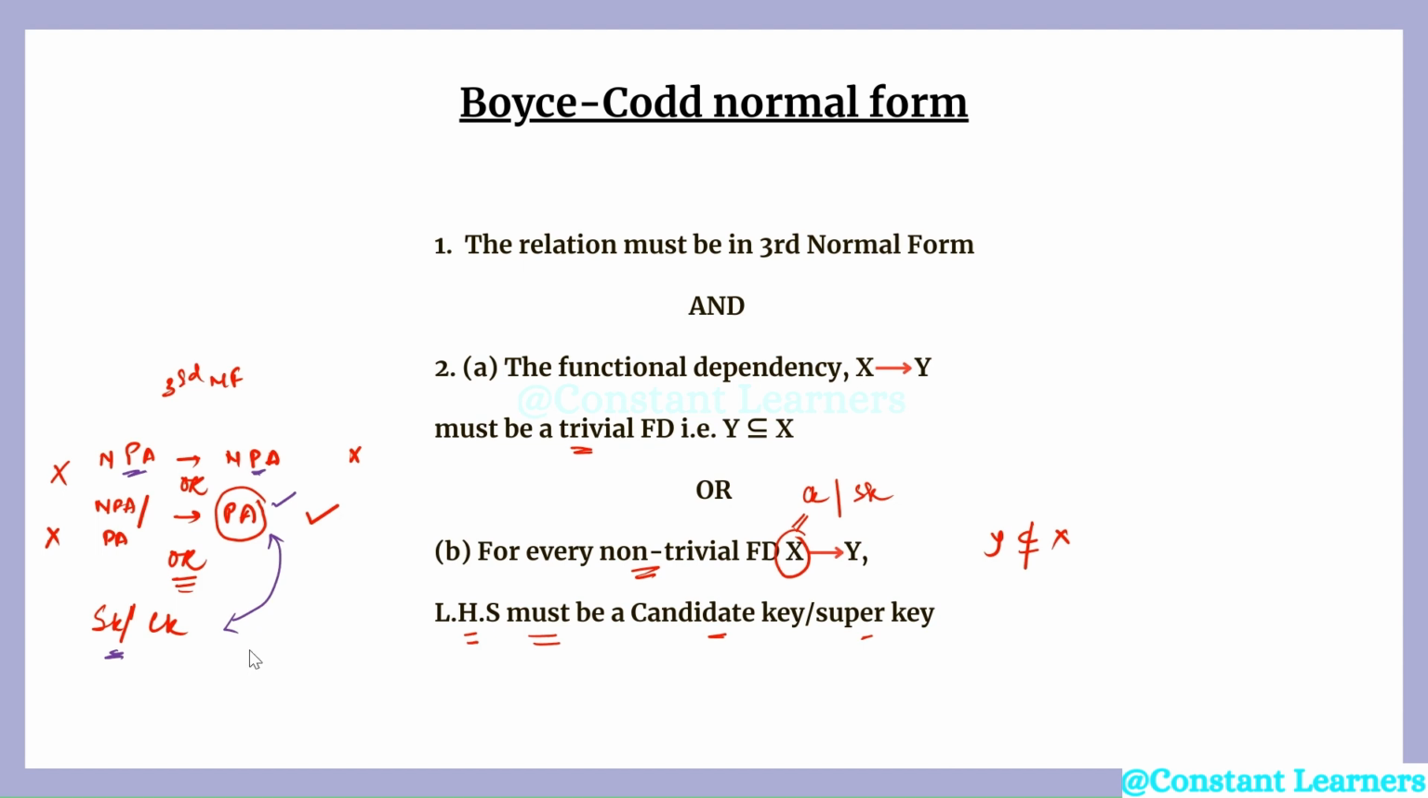But in case of Boyce-Codd normal form, there's only one important condition for non-trivial functional dependencies, and that is the left-hand side has to be a candidate key or a super key. There's no condition saying that the right-hand side could be a prime attribute or not. It does not matter whether the right-hand side is a prime attribute or not. But the left-hand side definitely has to be a super key or a candidate key. And if that is the case for non-trivial functional dependency, then the table is automatically in Boyce-Codd normal form.